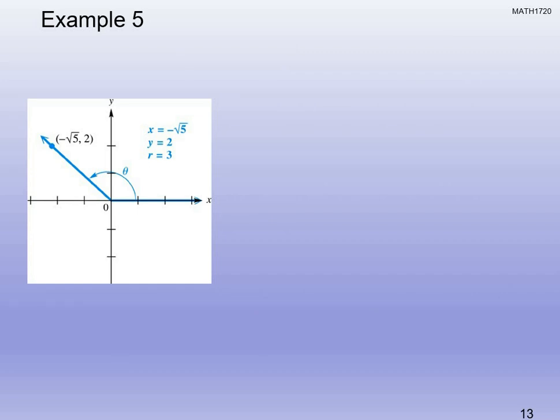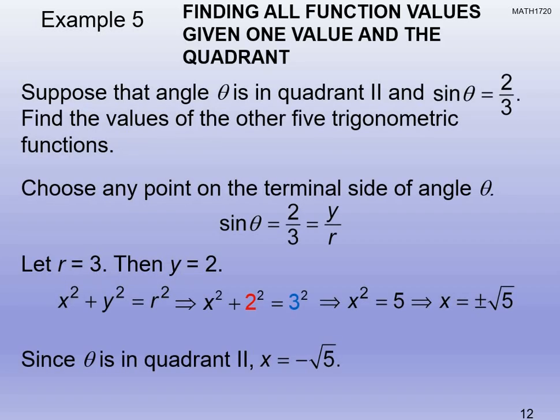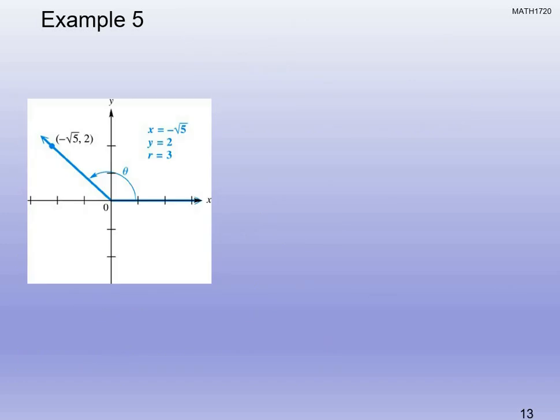If we were to draw this angle, we get this piece right here. This is correct. X is negative square root of 5, the y is 2, and the magnitude is 3. So now we can write all the trig functions. You can drop a perpendicular and get your triangles.